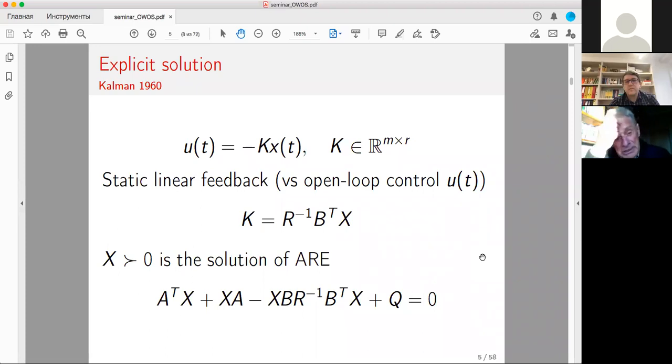Okay, actually it is not a completely explicit solution because the algebraic Riccati equation has no formula for its solution, but there are numerous recurrent methods for solution of the Riccati equation. Okay, so all this stuff is well known, but let's look at this problem from a slightly different point of view.